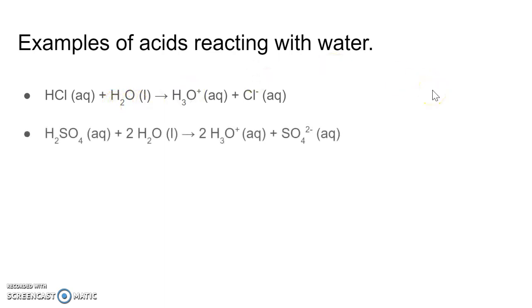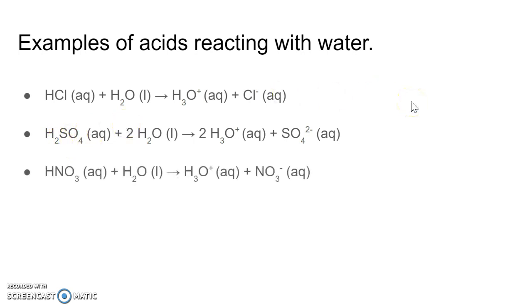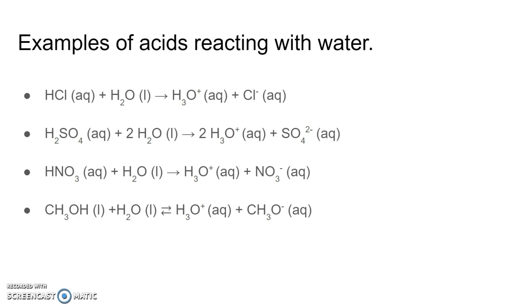Okay, so looking at sulfuric acid with water. If I look at that, I end up seeing that the sulfate ion ends up being separated out, and then I have two of these H3O+ ions as well. Again, the sulfuric acid lost its protons. Okay, here's nitric acid. And here is methanol. So that was a kind of funny one for when you were looking at this in class. Okay, so take a moment: what are the similarities between all these reactions?